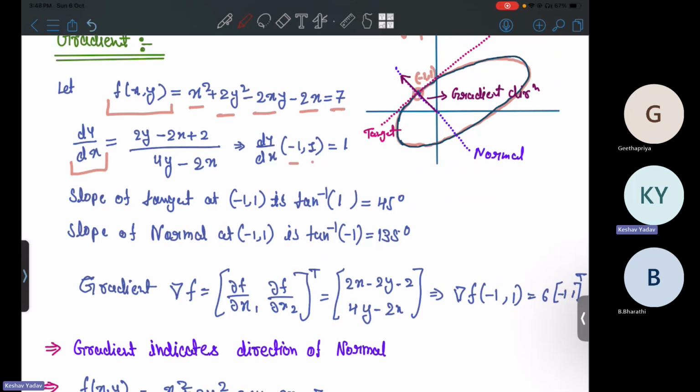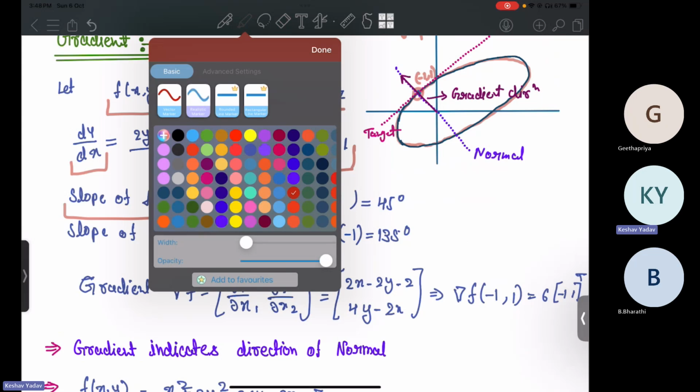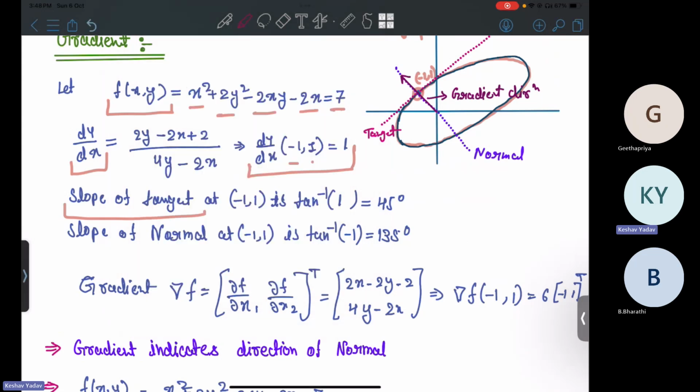So I find the derivative here. The derivative comes as 1. This means the slope of the tangent at this point, the dotted line being the tangent, is a 45-degree angle.